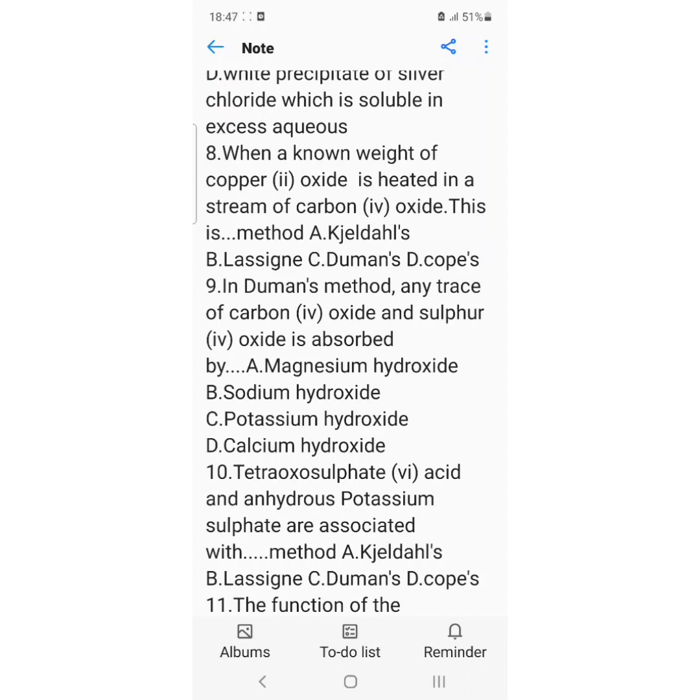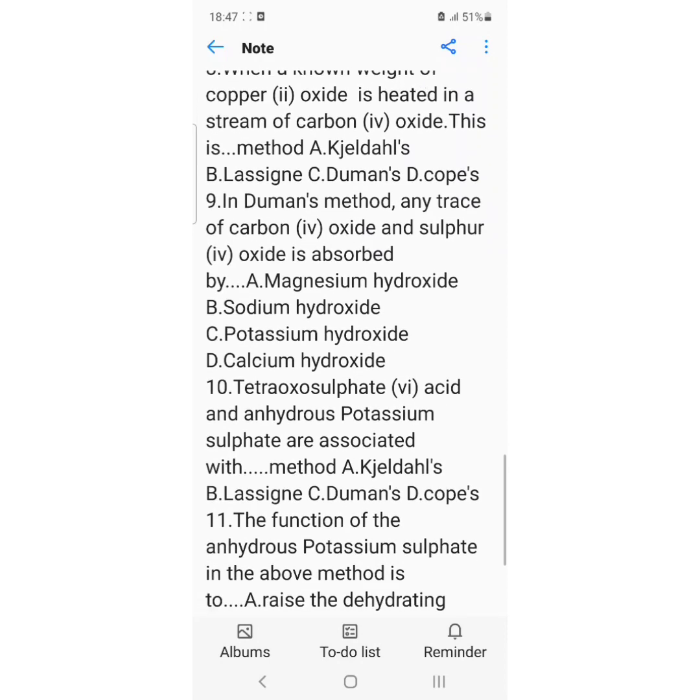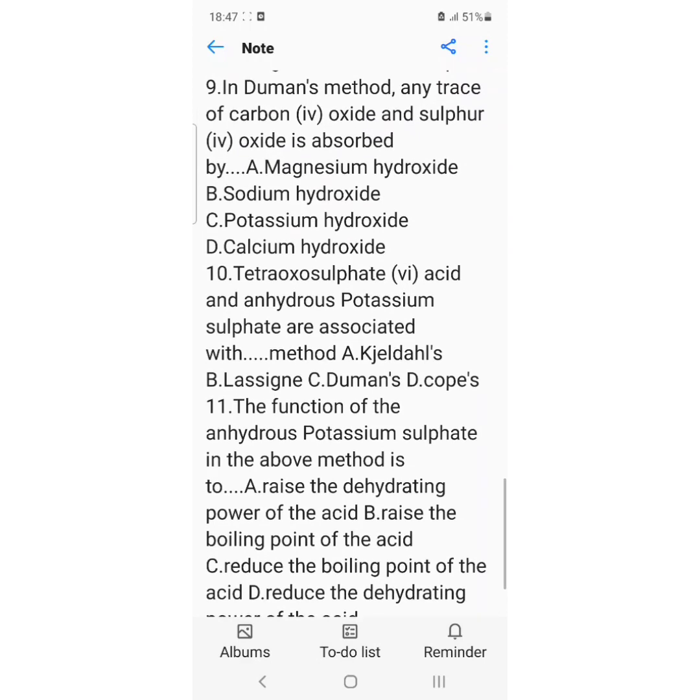Number 9. In the Dumas method, any trace of carbon(IV) oxide and sulfur(IV) oxide is absorbed by dash. A, magnesium hydroxide. B, sodium hydroxide. C, potassium hydroxide. D, calcium hydroxide. Please, any trace of CO2 and SO2 is absorbed using potassium hydroxide, which is C. Take note of that. It is very, very important. Number 10.